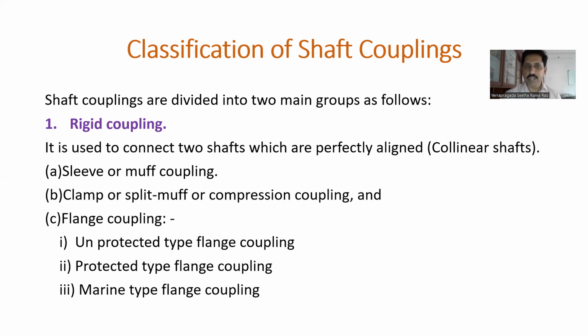And again, the flange coupling is classified as the unprotected type flange coupling. Means the bolts and nuts which are connected to the coupling are open. There is no enclosure for covering the bolts and the nuts of the flanges here. And another one is the protected type flange coupling, which protects the operator, and it acts as an enclosure keeping all the bolts inside, so that it is safe for the operator. That is the protected type flange coupling, and the marine type flange coupling here.